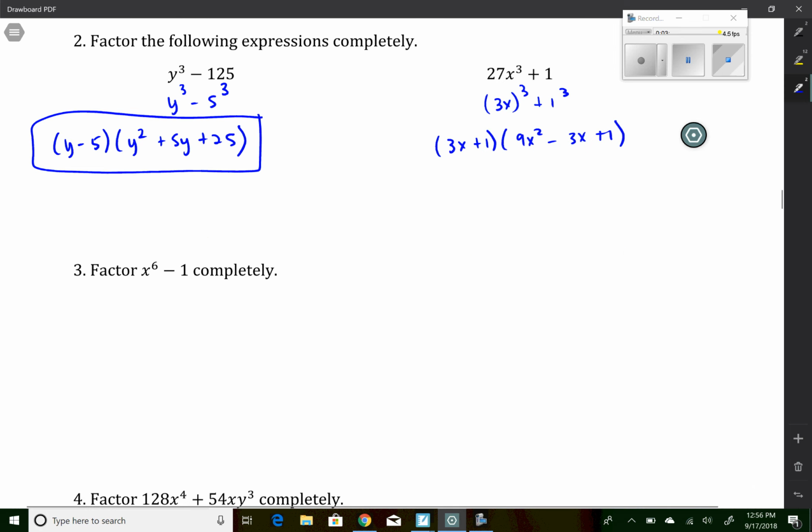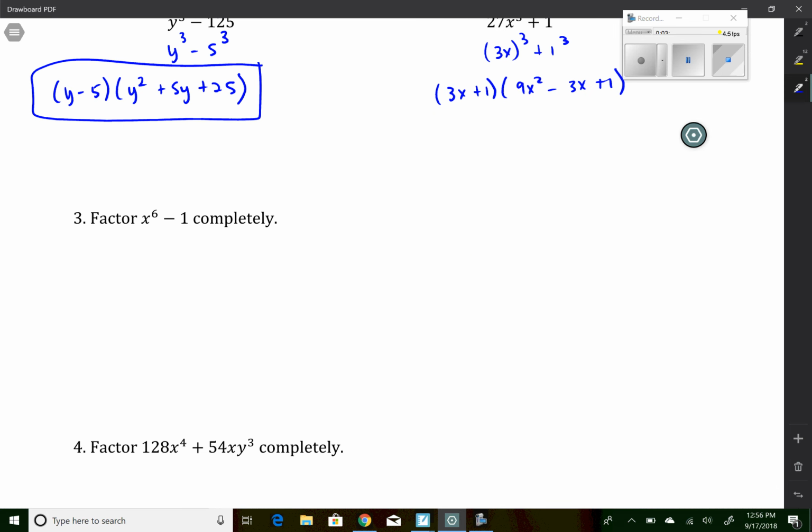Number 3, factor x to the 6 minus 1 completely. Here you can do one of two things. You can either do difference of two squares or difference of two cubes. Difference of two squares will generate the answer quicker and easier, so you don't have to worry about doing much else work. So let's do difference of two squares first. I'm going to get (x cubed minus 1)(x cubed plus 1).